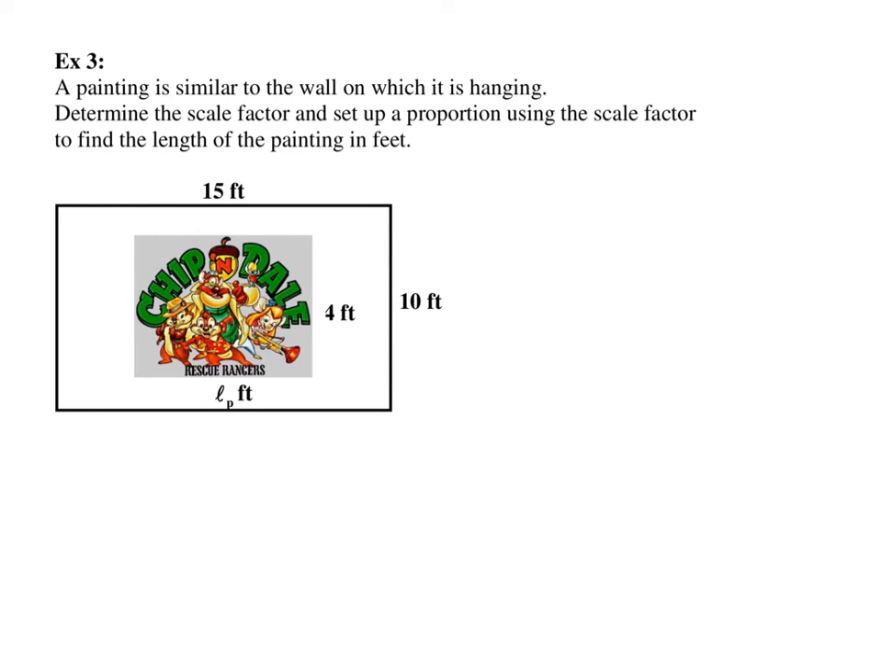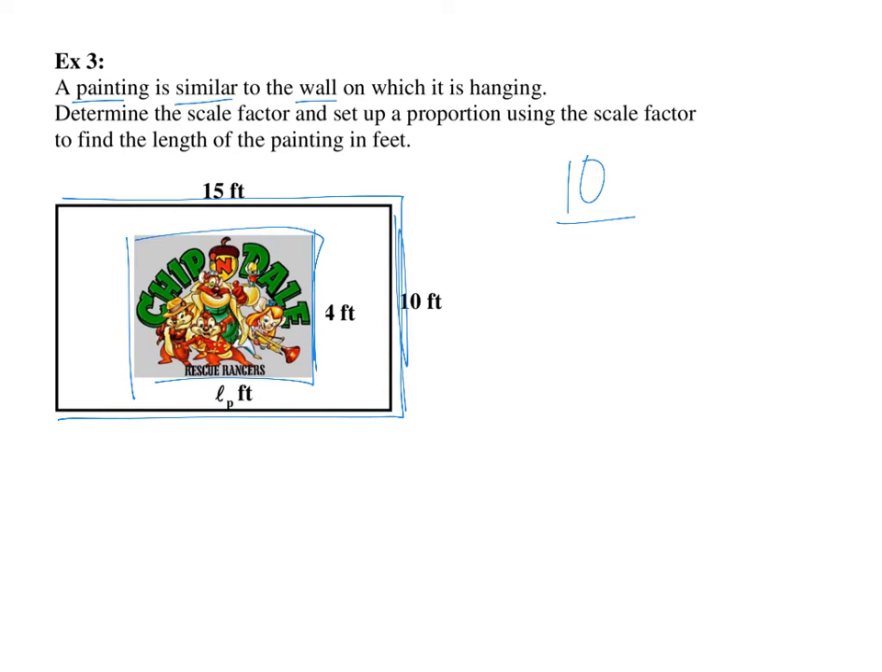All right, a painting is similar to the wall on which it is hanging. Determine the scale factor and set up a proportion using the scale factor to find the length of the painting in feet. Well, what is the scale factor? They tell you that the painting is similar to the wall. Here's the wall, here's the painting. Here's the width. The width is 10 for the wall, and the painting width is 4. So I get 5 over 2. This is my scale factor.